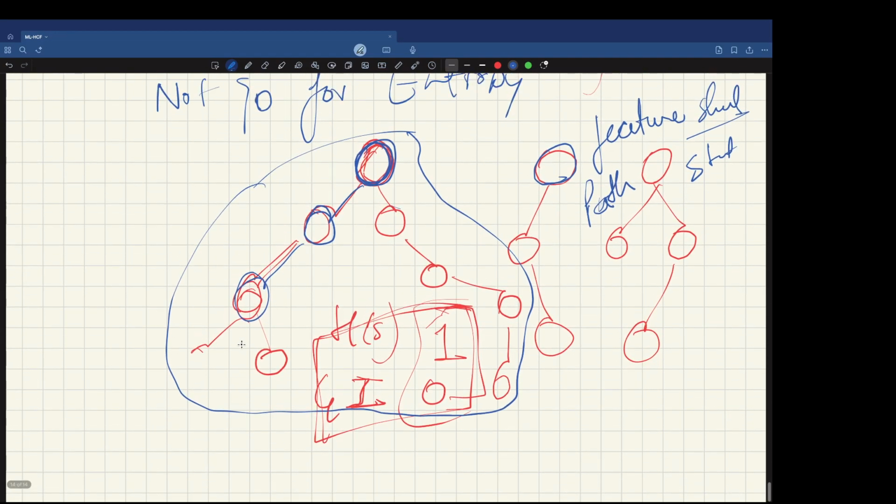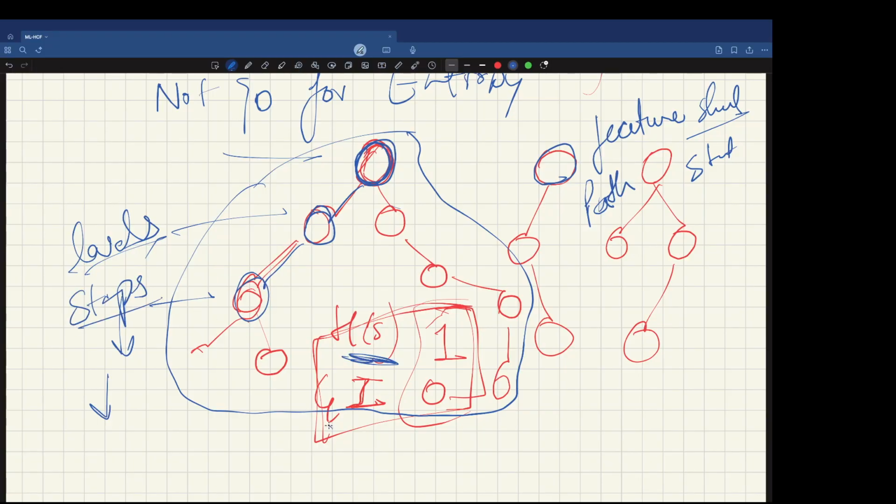Till now you have learned which path, like in depth, how many layers I have to go. These are known as levels. So how many levels do I have to go down? That is steps you can put. How many steps do I have to go? That is found by H of S and Gini impurity. And when to stop is also found by this. See, multiple lines I'm talking about the same concept: when to stop, how many levels we have to go, till where we have to go.